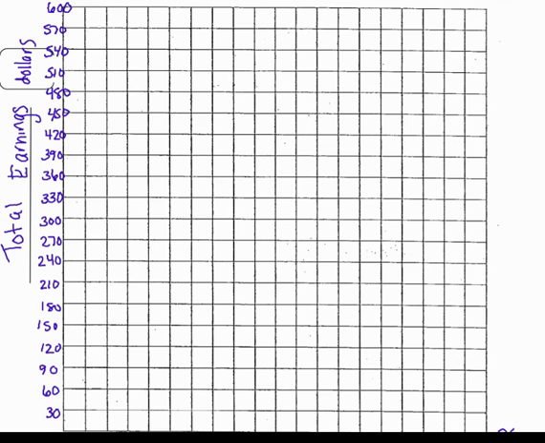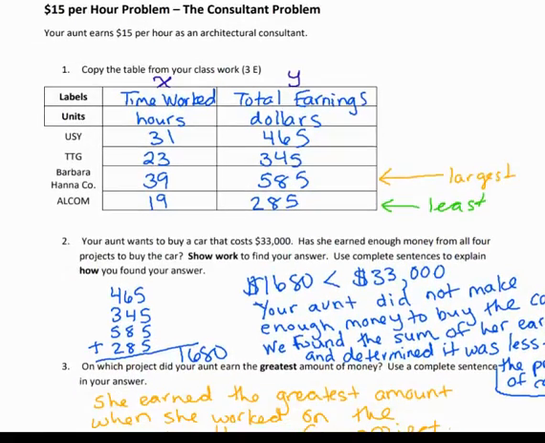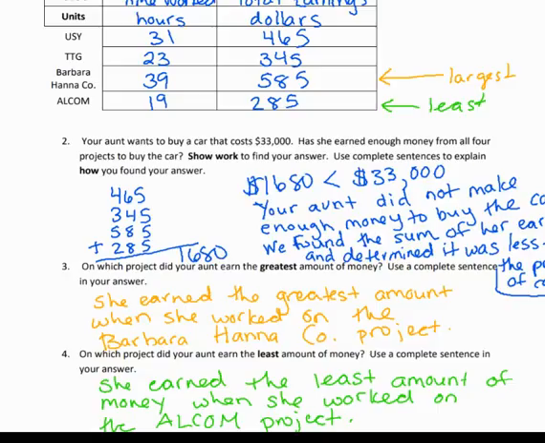Once you have that all labeled, what are we going to go do? Yeah, plot those points, right? So go back to, and I'll make sure to come back down, but you're going to go back to your table, and the first ordered pair that you're going to plot is 31, 465. So go ahead, guys, and plot all 4 points.